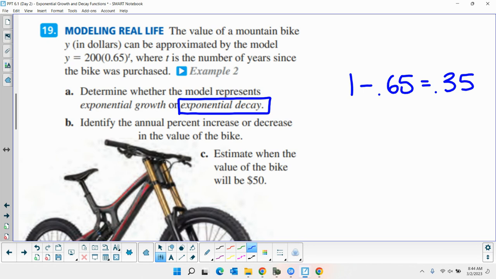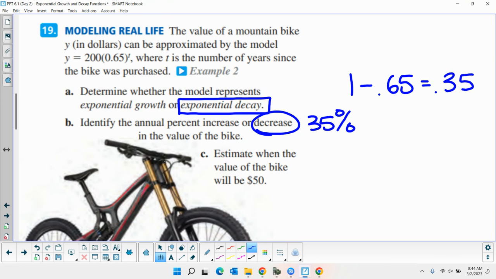So what percent is that? 0.35. Thank you. 35%. Move the decimal point 2 to the right, right? So it's a decrease of 35%. And things like cars, bikes, boats, things you buy that you play with, motorcycles, they lose their value after you get them, right? Houses, on the other hand, sometimes they'll gain their value. Okay?